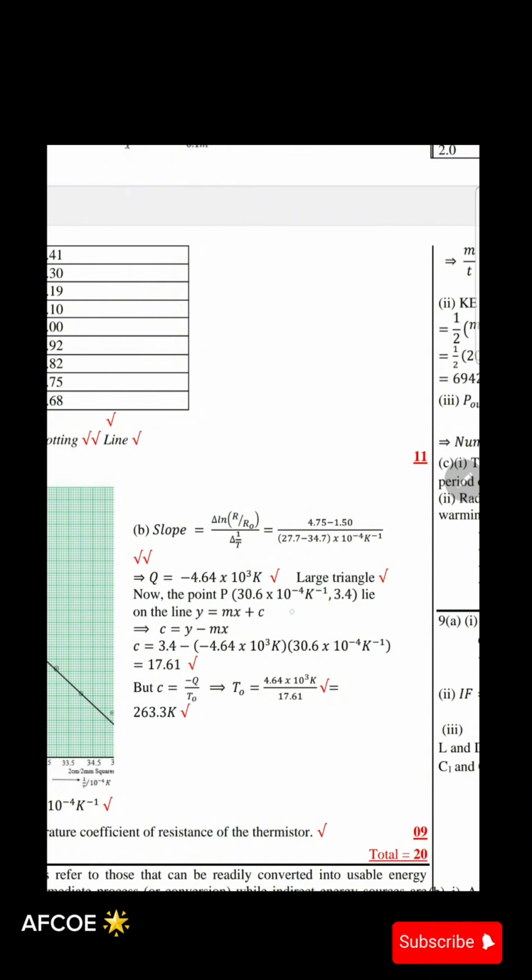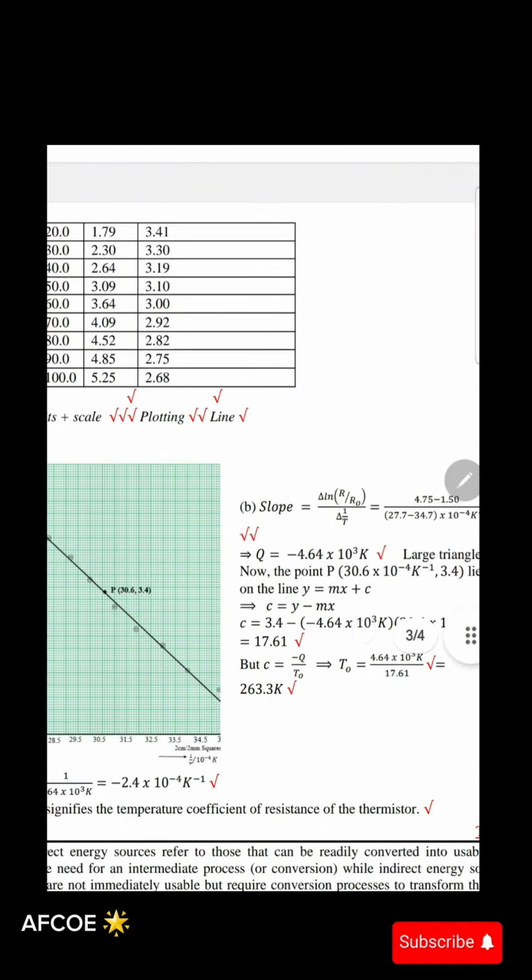And now using the point, they calculated their C to be 17.61, and we got negative 17. Now they took negative Q on all of that, and they got 263, and we got 265. I think we are more accurate than them. But there's a nice conclusion here, please.